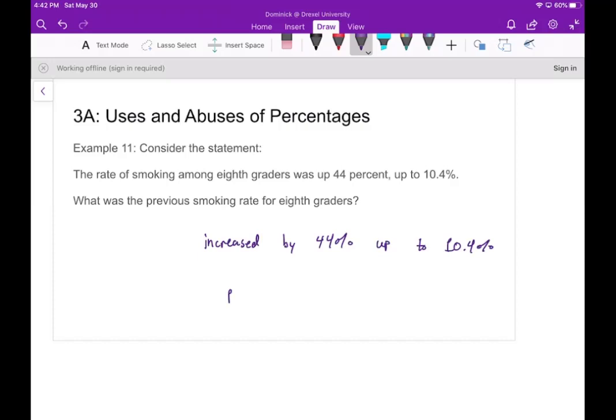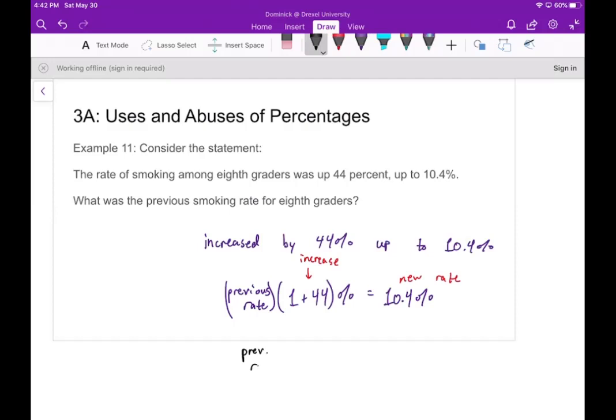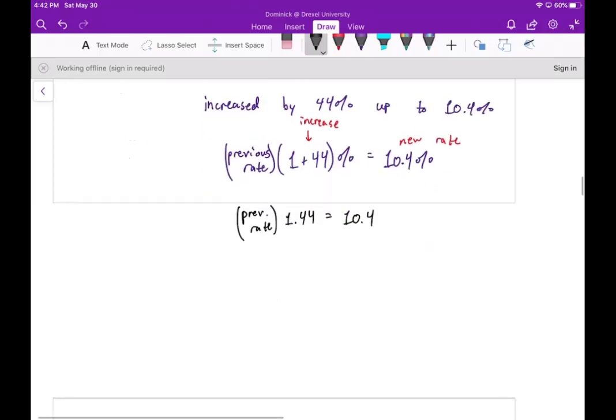We have the previous rate, and I need to increase that by 44%. And then that gives me the new rate, the 10.4%. Right, so I should even put that this is the new rate, and this is the increase. Right, so now we have the equation where we have the previous rate times 1.44 equals 10.4.